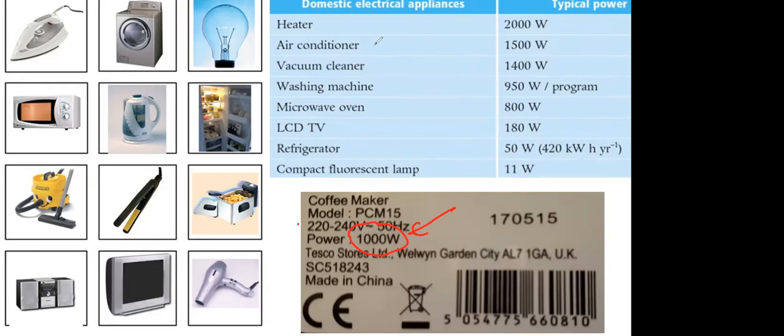The AC also has different BTU values: 12,000 BTU, 18,000 BTU, 24,000 BTU. With the increase of the BTU value, the watt value also goes up. Therefore you should know how to compare this. Sometimes in the exam they'll give different values and ask which appliance consumes more electricity. Those appliances you have to switch off immediately.